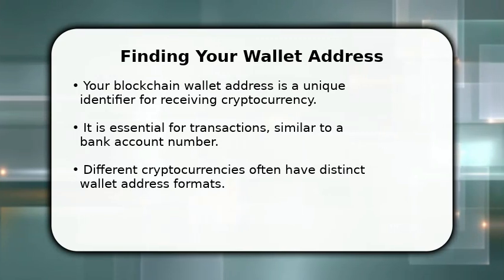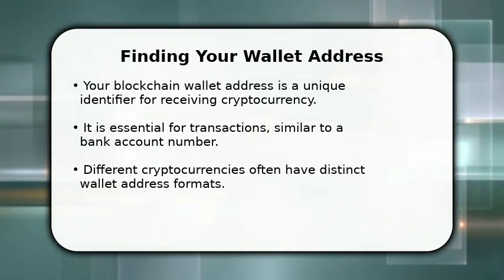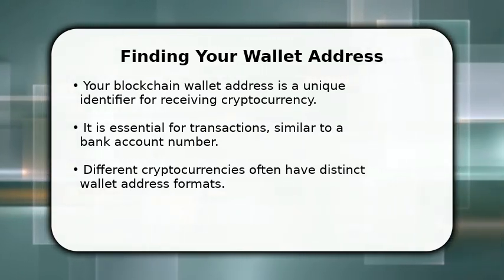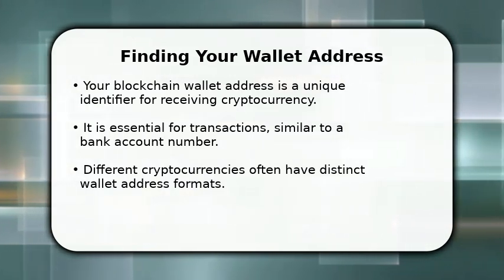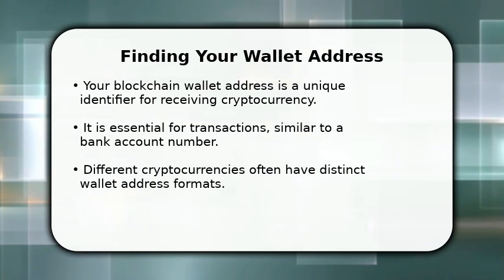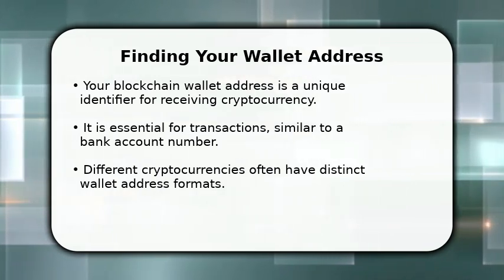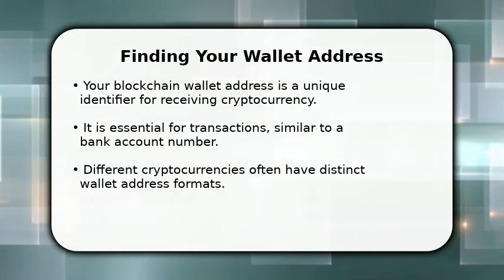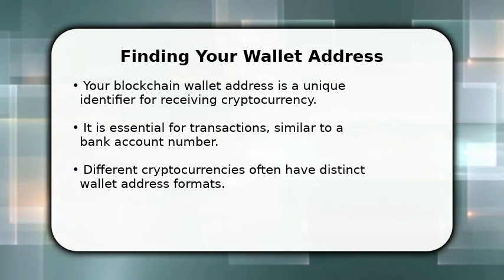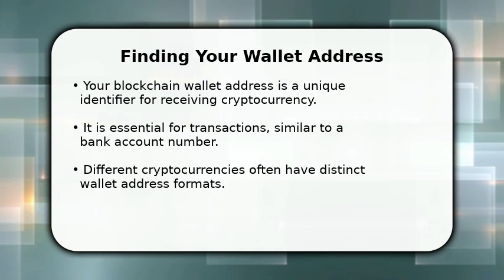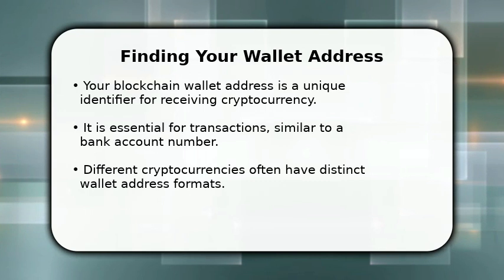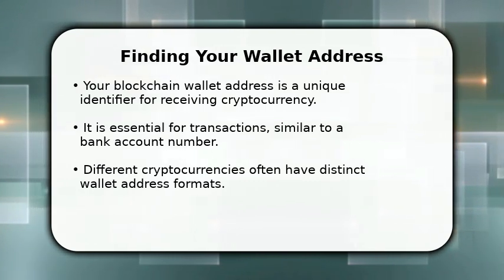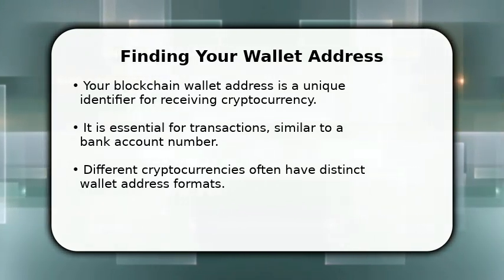Enjoy the video. In this video, I will explain how to find your blockchain wallet address. First, access your digital wallet, whether it's a software application, a hardware device, or an exchange platform. Look for a section labeled Receive, Deposit, or Wallet. This area will display your unique address for a specific cryptocurrency. Always double-check the address before sharing it to ensure accuracy and prevent errors.